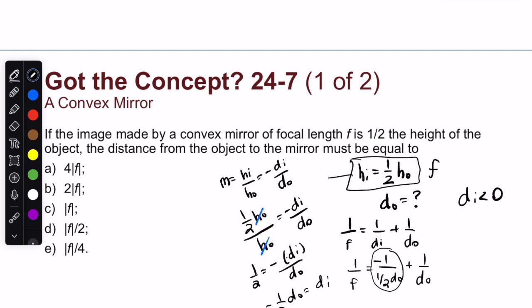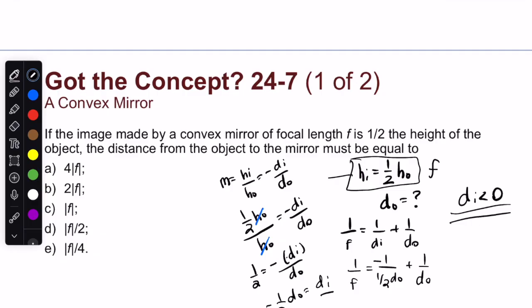And that makes sense, right? Because di should be negative, and I know that do is always positive. So di should be negative 1/2 do. Right? Are we on the same page? So now when I add these two numbers together, I'm adding a negative to a positive, as it should be, because di is always negative for convex mirrors.